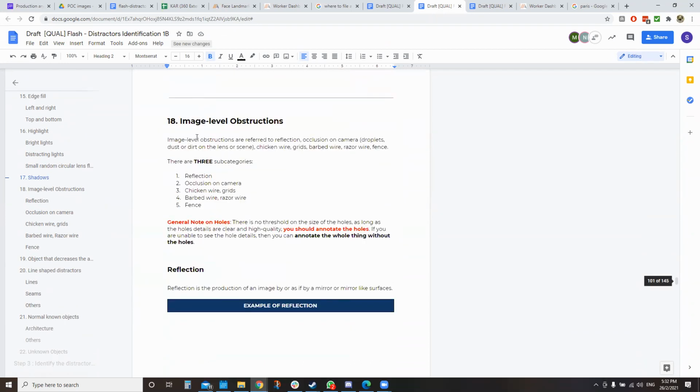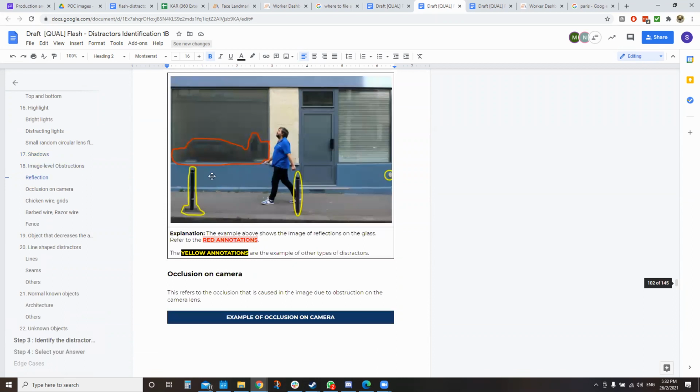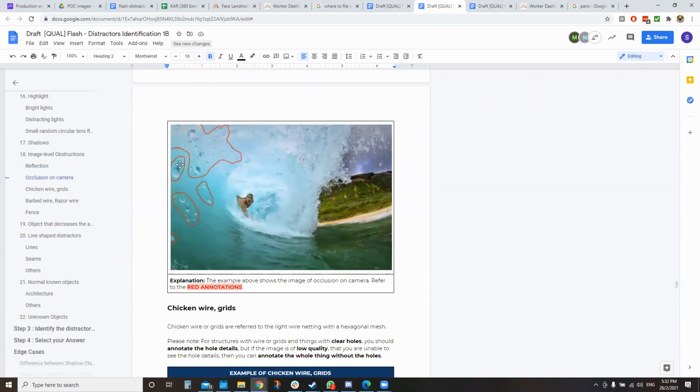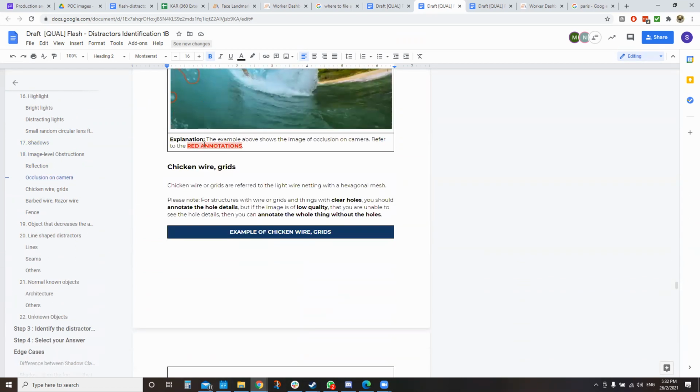Then this one is image level obstruction: reflection, occlusion on camera, chicken wire and grids, barbed wire, razor wire, fence. So here you have reflection. Surprised they didn't take this reflection. Anyway, occlusion on camera are these white spots of water on the camera. So these are all spots. Chicken wire.